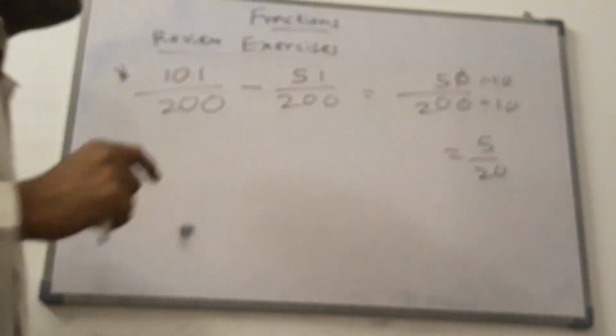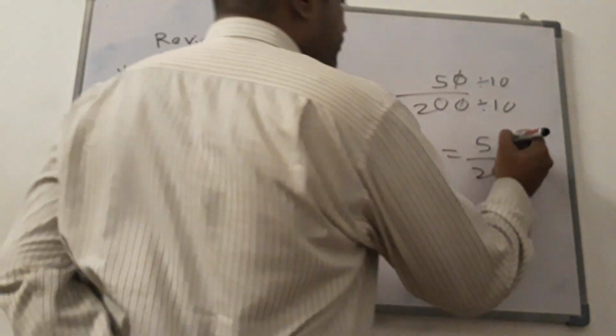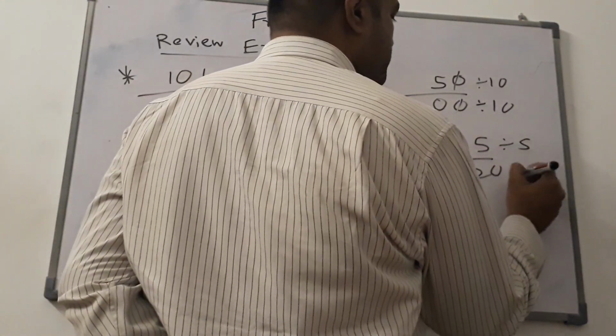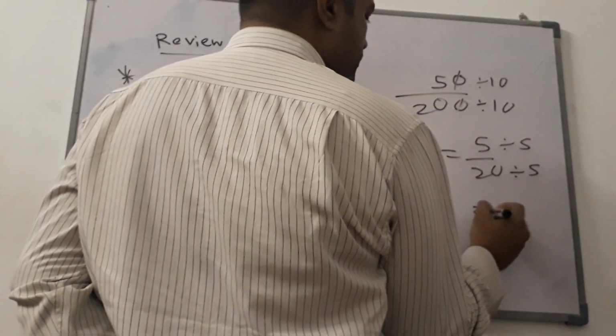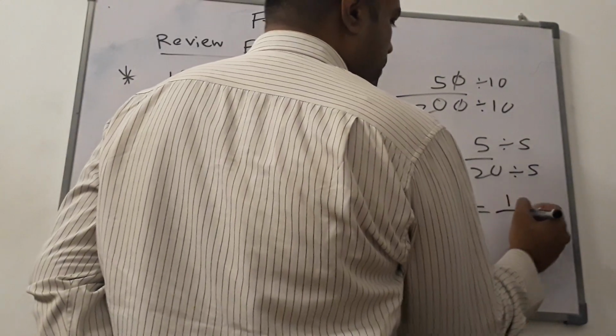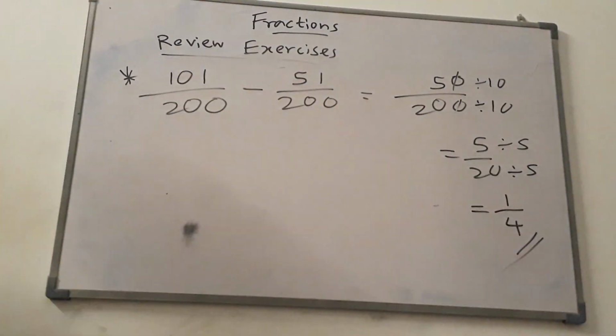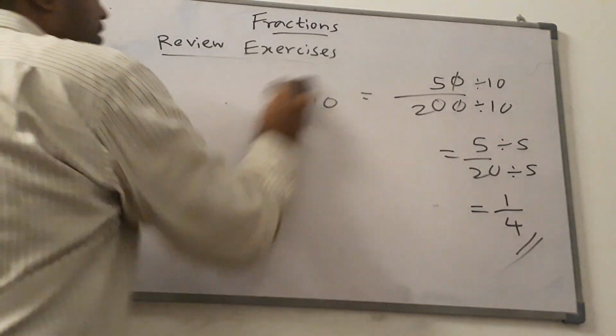5 itself can be divided by 5, 20 is also divisible by 5. So 5 is also a factor of these two values. So 1 over 4 is the answer. So the lowest form is 1 over 4. Okay.